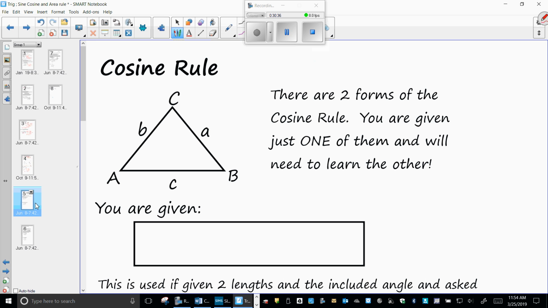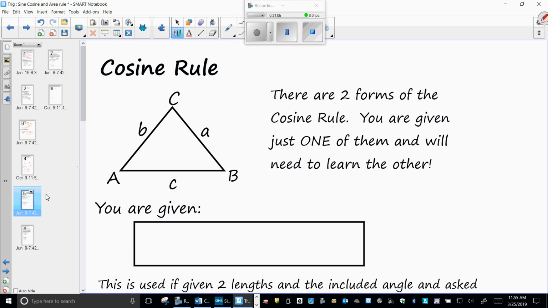Cosine rule. Now, here's the tricky thing. In GCSE, you only get one version of it. You know how with the sine rule there was one with the funny lengths, where it was the length on the top, and then finding the angles was super easy, you just flipped them upside down. The cosine rule is a bit more complicated. So my suggestion is that you do learn the angle one.